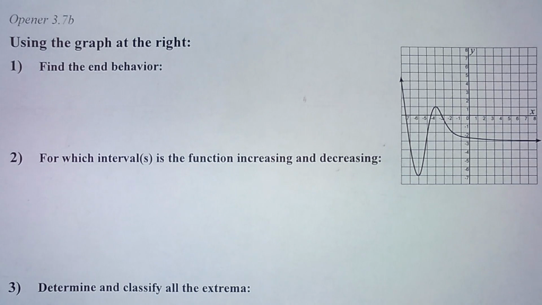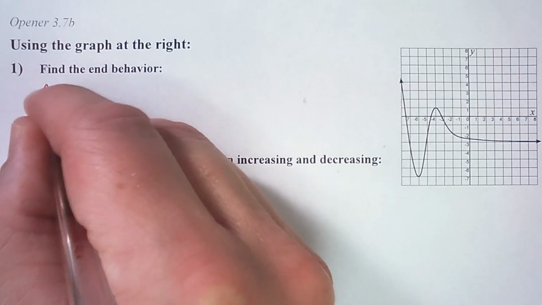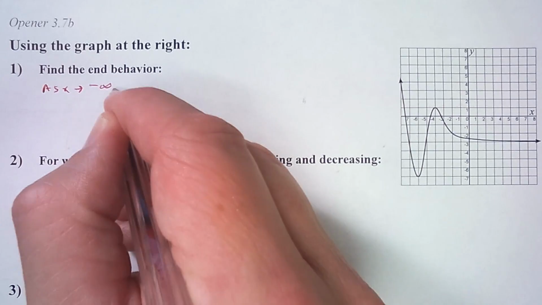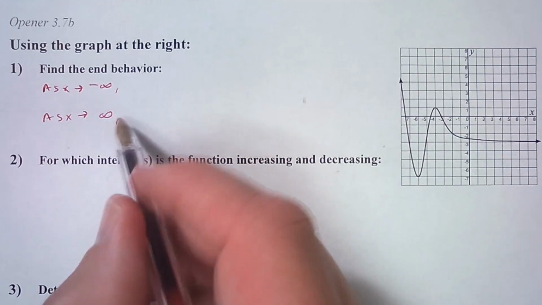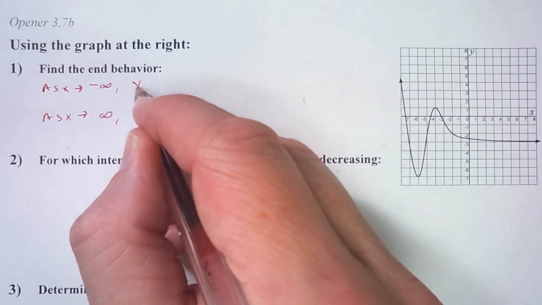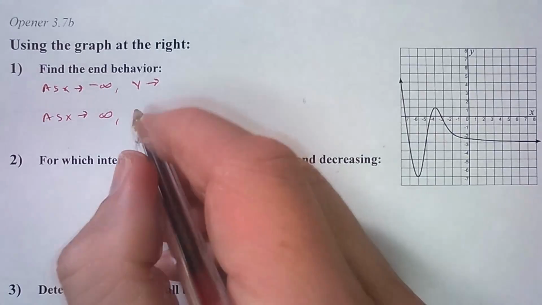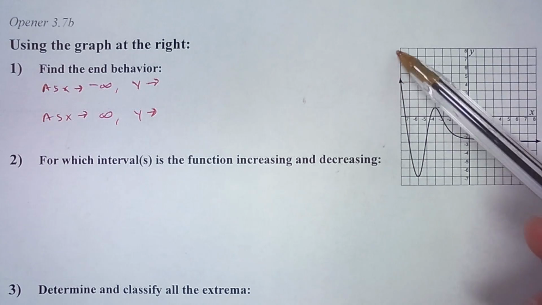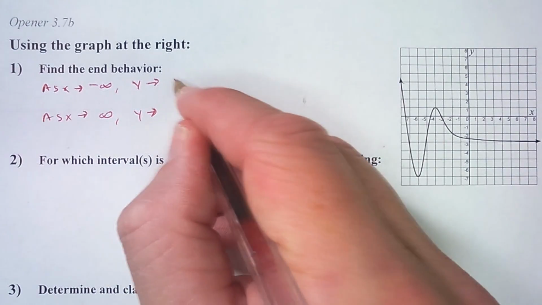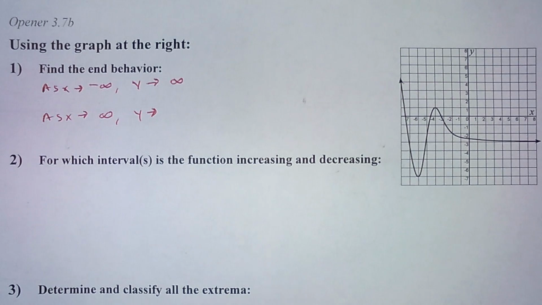Now we'll finish this lesson with some review of some older topics here. Find the end behavior. So we have as x approaches negative infinity, meaning as the graph goes left, and as x approaches positive infinity, meaning as the graph goes right. So as the graph goes left, what is y approaching? As the graph goes right, what is y approaching? As the graph goes left, the y value is going up forever, so y is approaching positive infinity. As the graph goes right, y is not going upward or downward forever. It is getting infinitely close to -3.